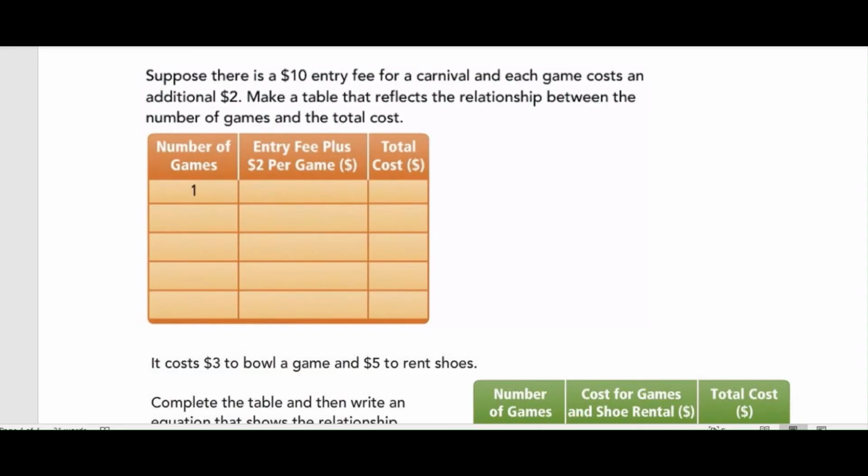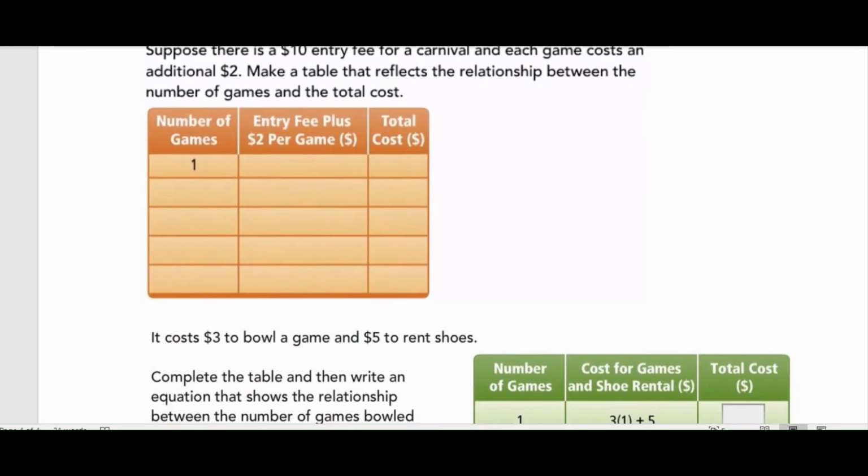So suppose there is a $10 entry fee for a carnival, and each game costs an additional $2. So each game is going to cost $2. Make a table that reflects the relationship between the number of games and the total cost. So I'm going to come here. So total cost is the entry fee plus $2 for each game.